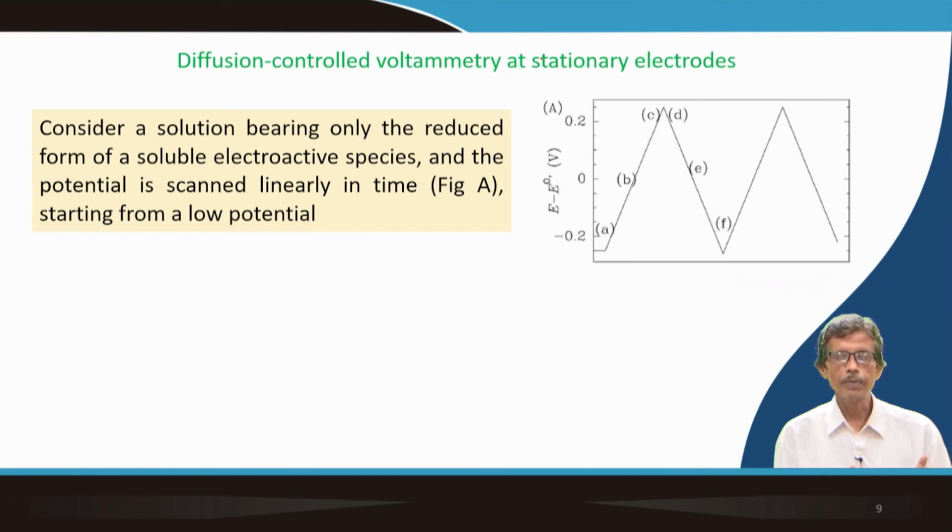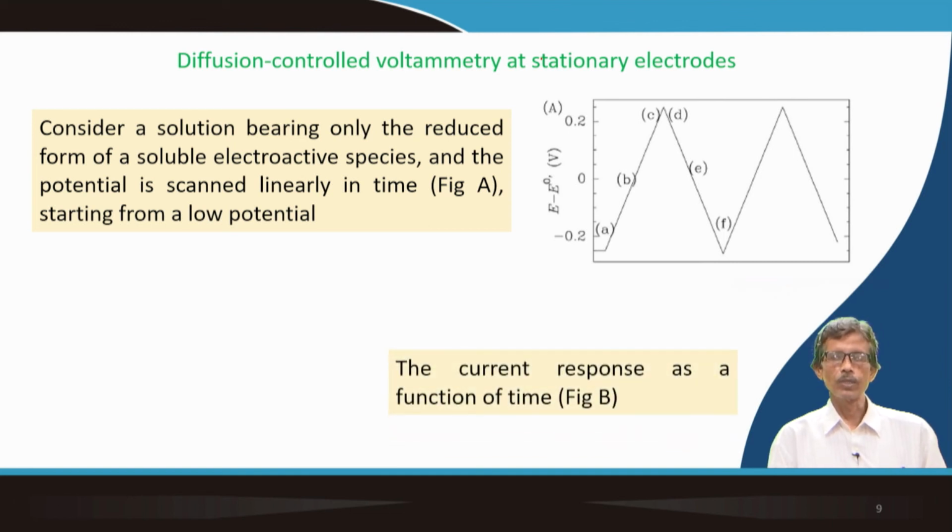The potential is basically scanned with time. The lower x axis is your time axis, so time versus potential, which is your figure A, starting from a low potential value. You start from minus 0.2 volt to plus 0.2 volt with time, so it is a cyclic scan, going back and forth.